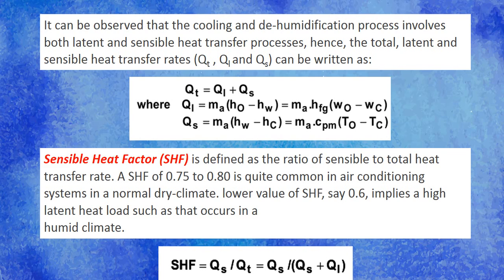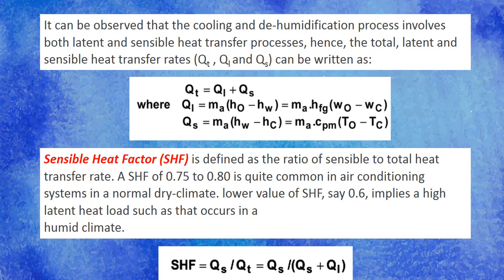Now, it can be observed that the cooling and dehumidification process in this case involves both latent and sensible heat transfer processes. So there is latent heat transfer and there is sensible heat transfer. Hence, the total latent and sensible heat transfer will have an equation that will have all these three present. So this is your total cooling coil load, this is your latent heat transfer, this is your sensible heat transfer. So your Q sub T should be the sum of these two.